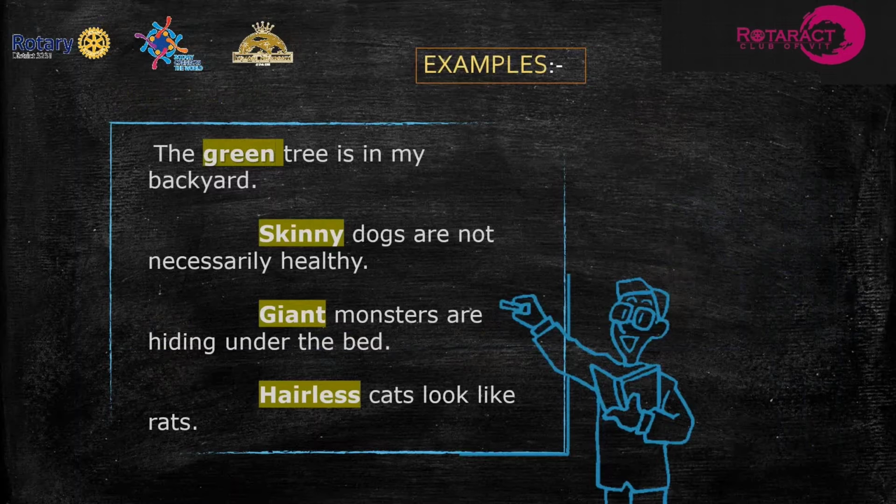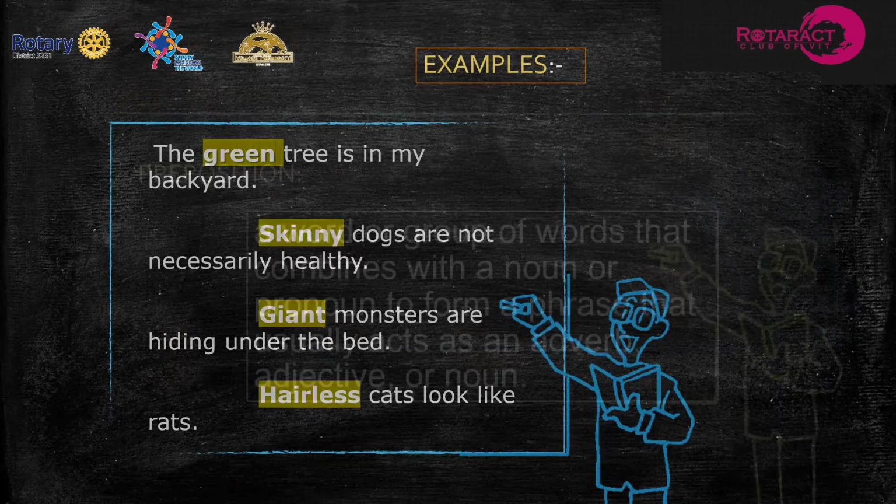Giant monsters are hiding under the bed. Giant is describing how big the monsters are. So giant is an adjective here. Hairless cats look like rats. In the sentence, hairless is an adjective.